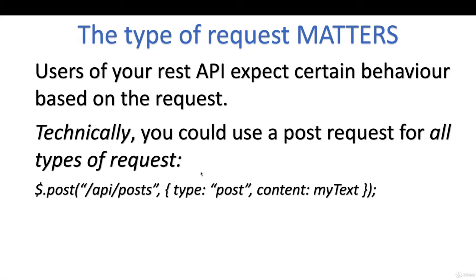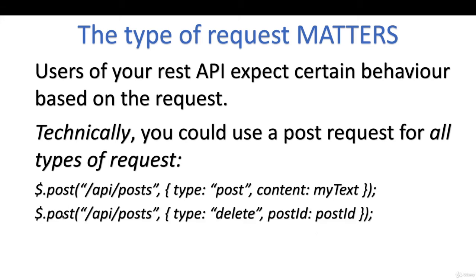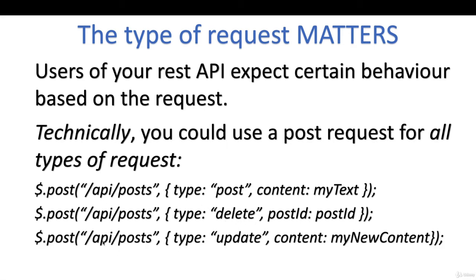For example, if you did a request like this for a post, just like we've done already, we did this when we created a post. We did a post request, sent it to this URL, and we sent some data as well. We just sent the content of the post. But we could also do another post request and you could specify the type equals delete. You could then specify the type equals update. So my point is, technically speaking, it would work. There's nothing stopping it working because it's down to you how you implement this on the server.